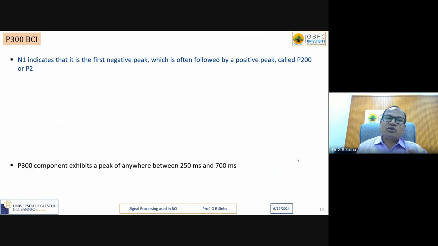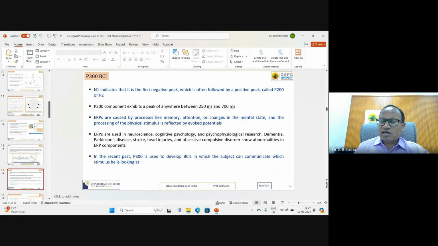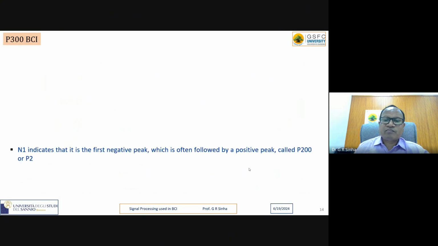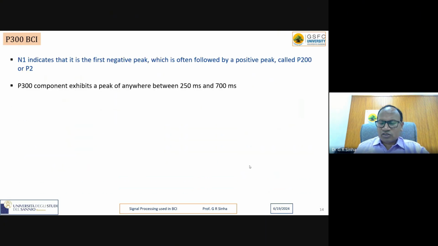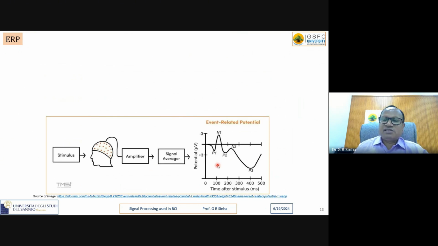Especially the 300 component is a component between 250 millisecond and 700 millisecond. This 300 component is very, very popular. Now one can ask this question: professor, why are we only capturing 300? Why not 250? Why only P300 BCI? Why not P200 and P100 BCI?